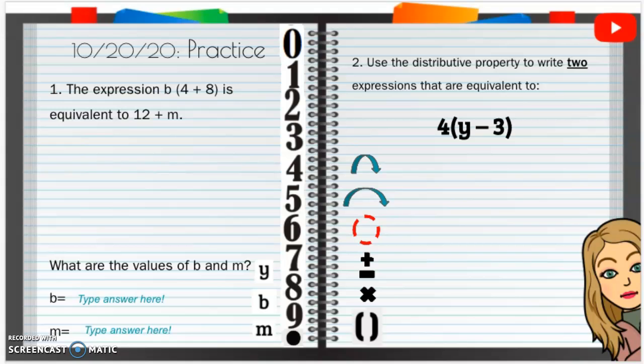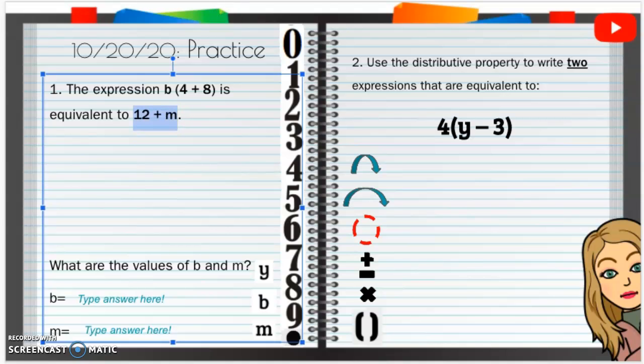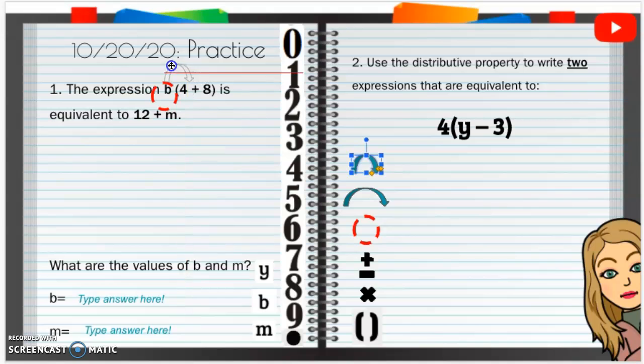October 20th, 2020 practice. All right, number 1, the expression b times 4 plus 8 is equivalent or equal to 12 plus m. Same thing as what we did in our review. Do not stress about this. So we know that b times 4 plus 8 is going to be the same as 12 plus m. So what we can do is kind of line them up. So when we have this b times 4 plus 8, we can use our distributive property.